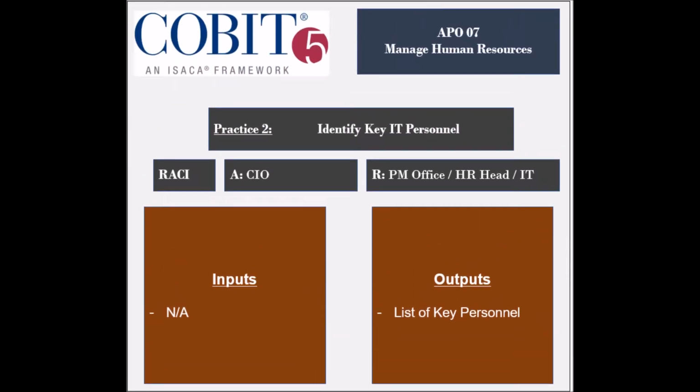The second practice is to identify the key IT staff. The entities that are responsible for this practice include the Project Management Office, the Human Resources Head, and several IT heads and managers. The entity that is held accountable is the Chief Information Officer.